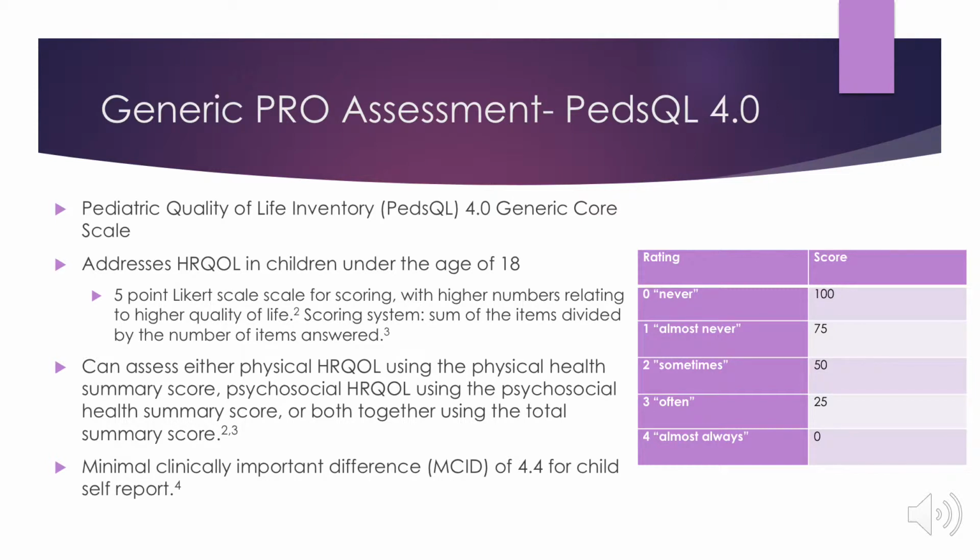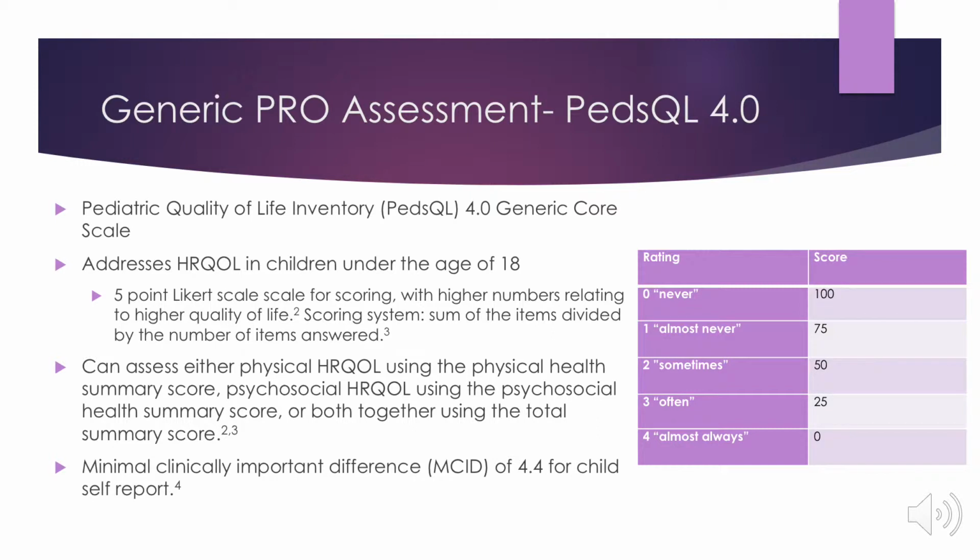So 0 never is 100. A rating of 1 almost never is scored as a 75. 2 sometimes is scored as a 50. 3 often is scored as a 25. And 4 almost always is scored as a 0.